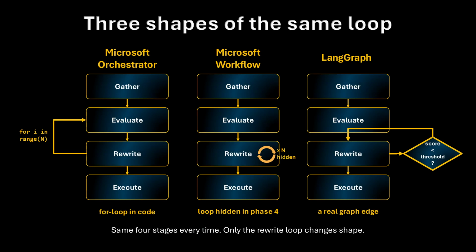To keep the picture simple, we collapse the 7 phases down to 4 main stages: gather, evaluate, rewrite, and execute, stacked in the same order every time. Now look at the rewrite step, because that is the only thing that moves. In the Microsoft Orchestrator, a plain for loop carries the winner back up to be rewritten and re-evaluated. In the Microsoft workflow, that same rewrite and evaluate loop still runs, but it is tucked inside a single phase, so you don't see it in the wiring. In LangGraph, a conditional edge loops it back out in the open. Same loop, 3 different shapes.